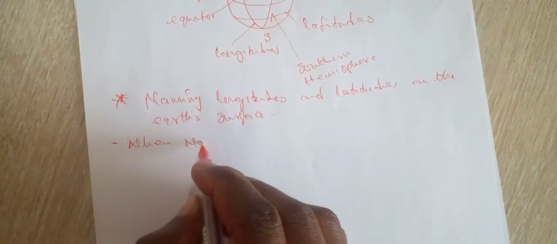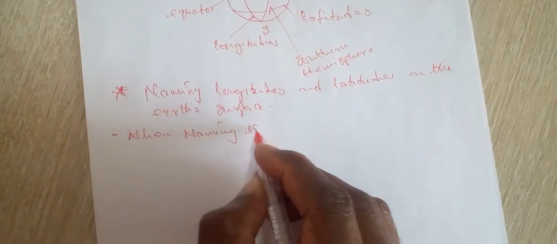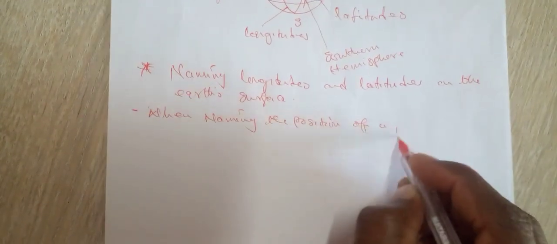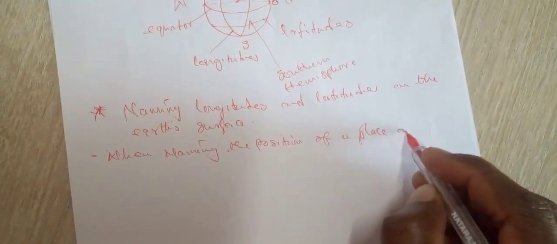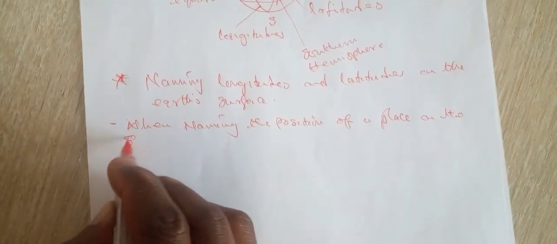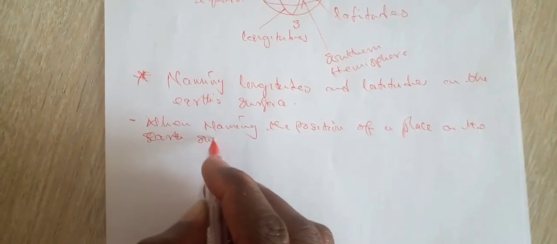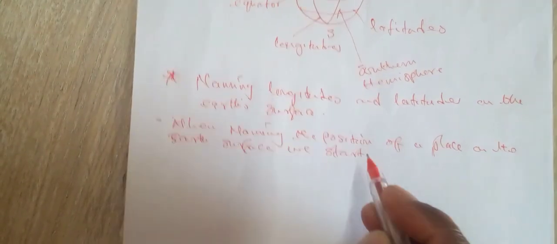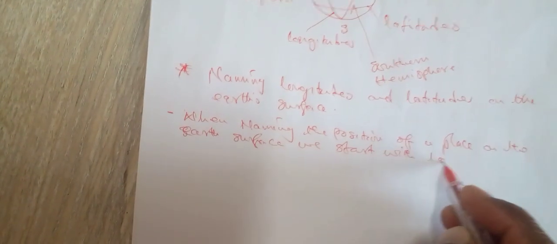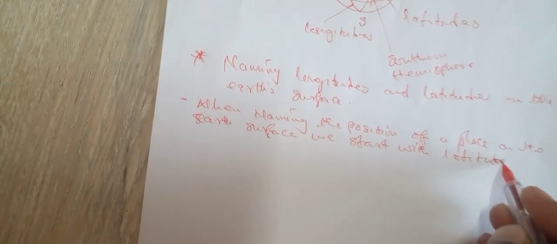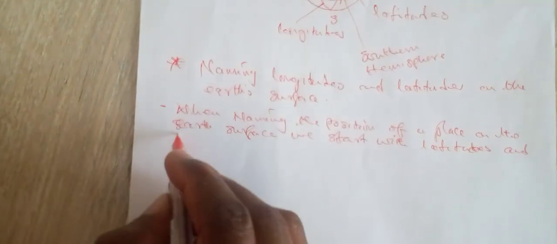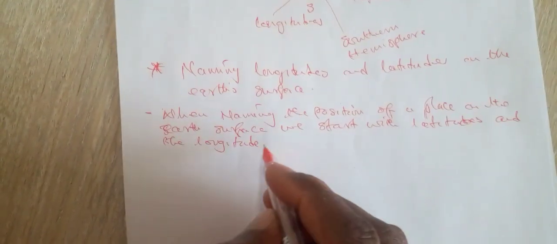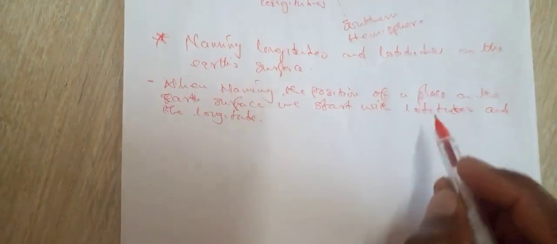When naming the position of a place on the earth's surface, we start with latitude, and then longitude. Okay, so don't ever make the mistake of starting with longitude to name a place. So it is always latitude first, then longitude.